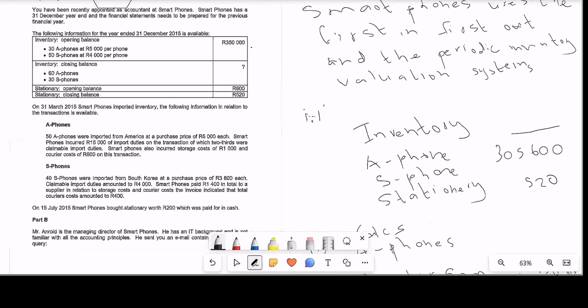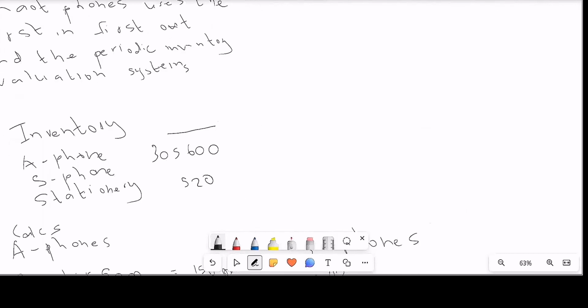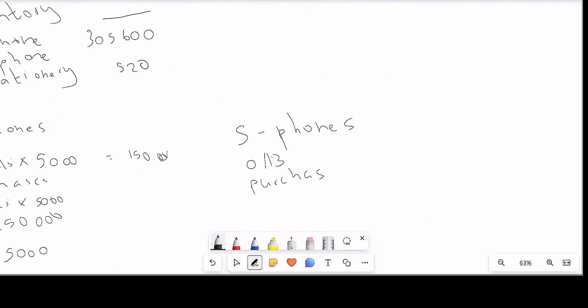Here they had 50 phones at 4,000 per phone. So here they had 50 at 4,000 per phone, which is gonna give us 200,000.